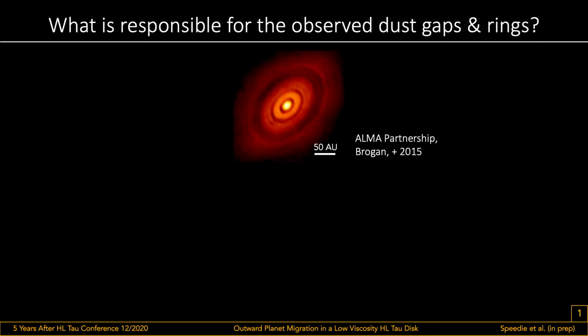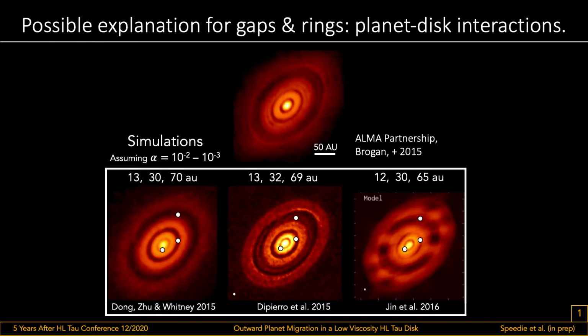Ever since the ALMA Partnership, Brogan et al. 2015, released the first high angular resolution observations of HL Tau showing gaps and rings in the dust component of the disk, the question has been, what is responsible? One of the proposed explanations is the so-called planet-disk interactions interpretation, the idea that gaps in the dust distribution are opened by planets orbiting there.